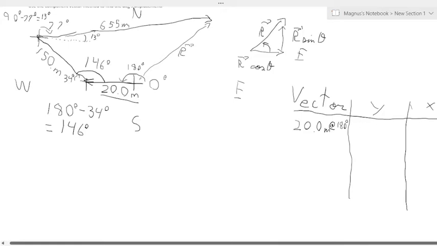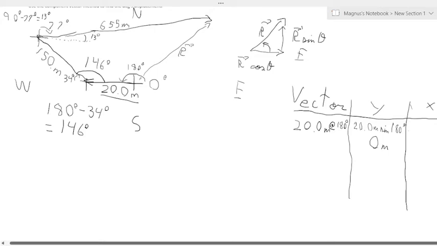So, to find the y, we would take our 20.0 meters, and we would take the sine of theta, which is 180 degrees. And we know that sine 180 degrees is equal to 0. So 20 times sine 180, or times 0, is just going to be equal to 0.